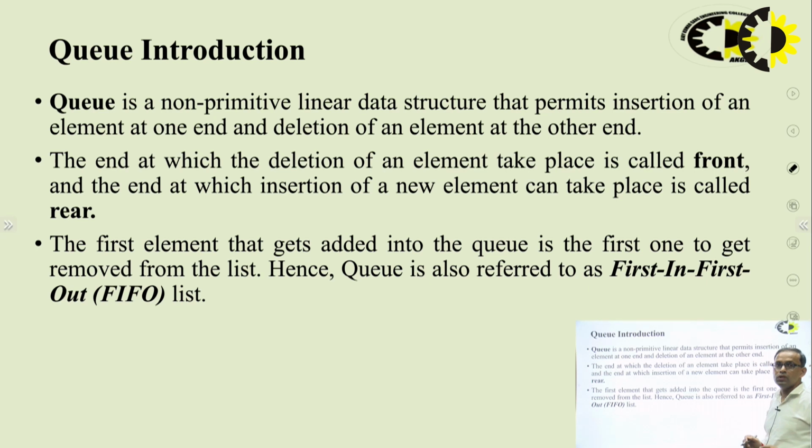Okay, so queue is a linear data structure which follows the first in first out principle. It means the element which is inserted first will be removed first from the queue, and in order to perform insertion and deletion in queue, there are two ends. One end is known as the front. At the front, element will be removed, and at the rear, element will be inserted.